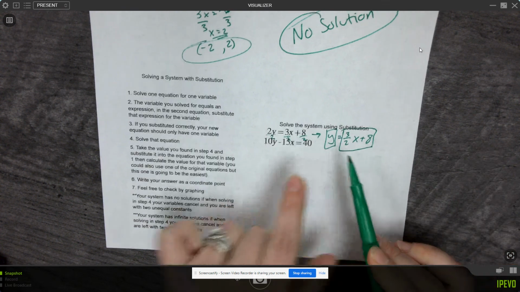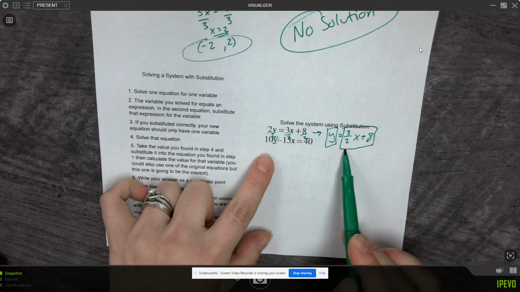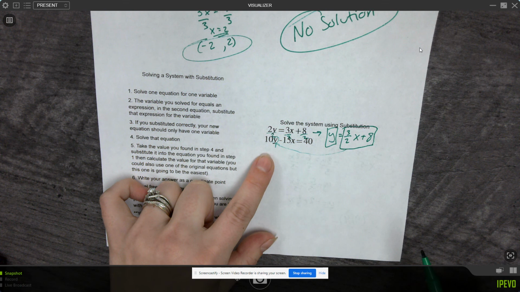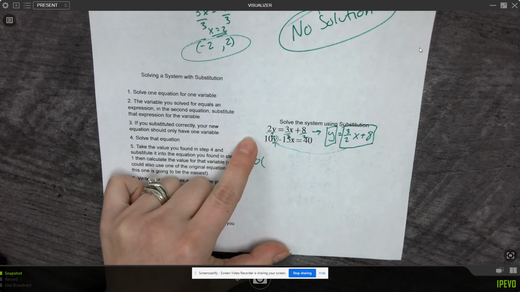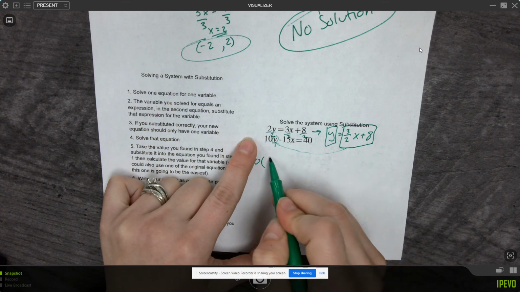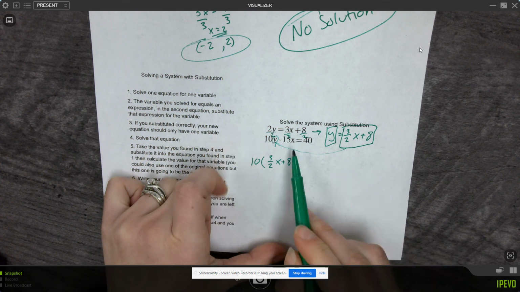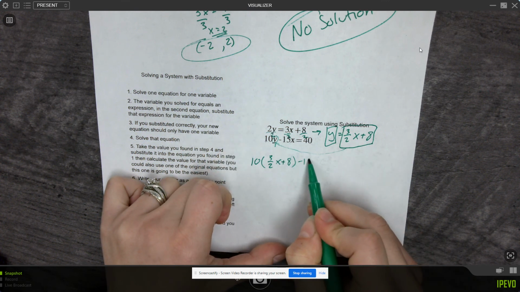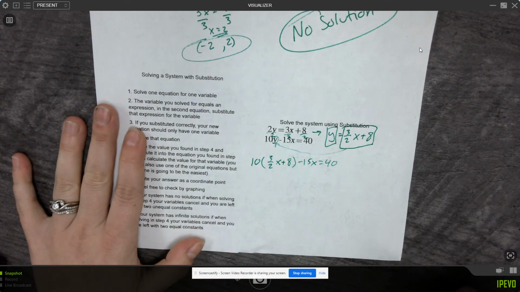I'm going to use that in the other equation. Right here where I have a y, I'm going to plug in what y equals. So I'm going to keep this 10, parentheses, take out y, substitute in what is equal to y, 3 over 2x plus 8, and then leave the rest of the equation the same. Minus 15x equals 40. And then you're going to solve this equation.